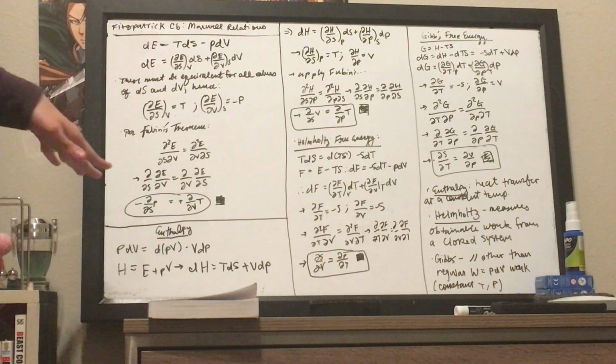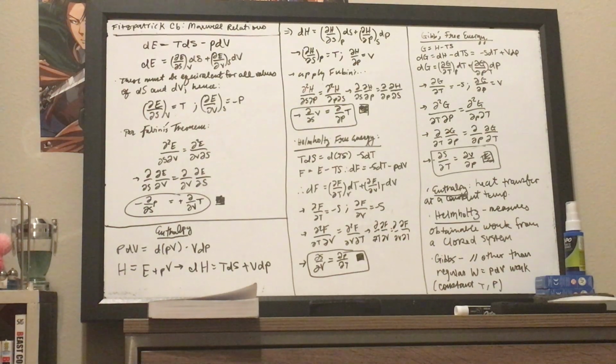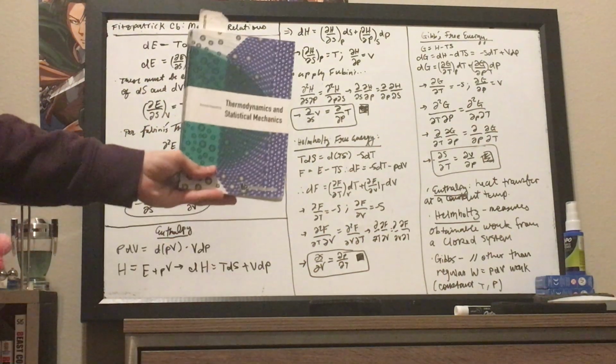This is the first of our 4 Maxwell relations. I don't know what order Reif does it in. I can't remember what order Reif does it in, but this is the order that Fitzpatrick does it in. Here's the book, by the way.